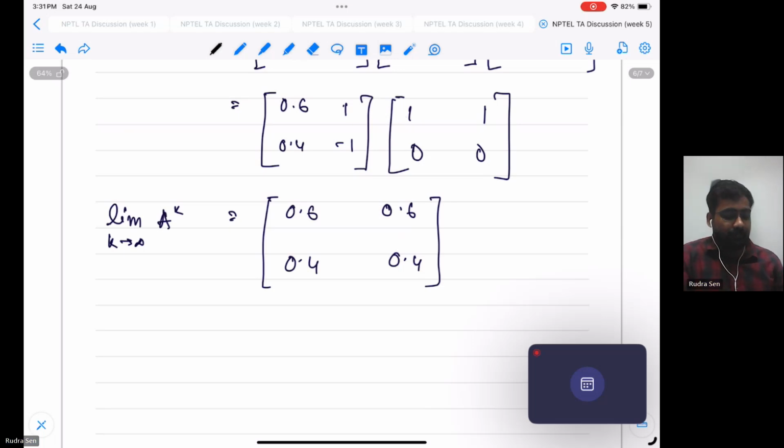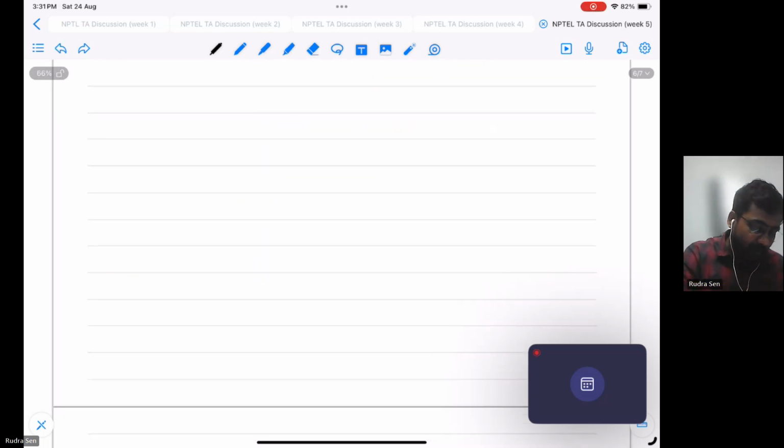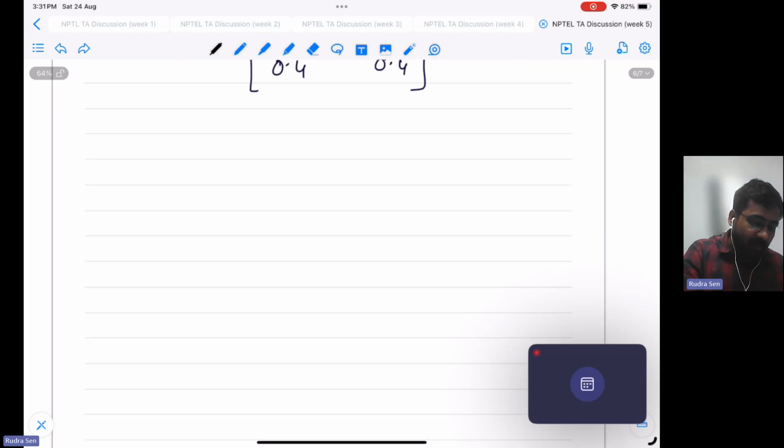So basically, it is very easy to calculate the matrix power, you can say. So the next example that I'm going to talk about.